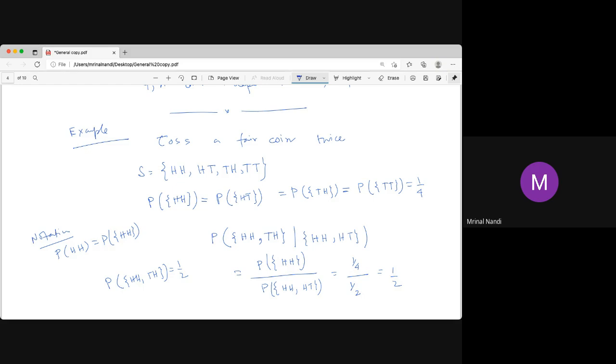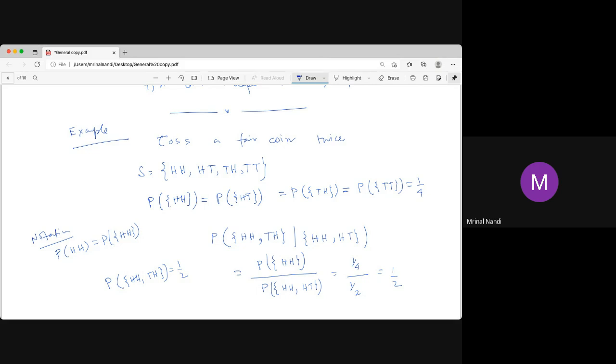The probability that the second toss is head is half. The first toss is head also with probability half. The first and second toss both head is 1 by 4. So the conditional probability that the second toss is head, given that the first toss is head, is just half. If you don't say anything, what is the probability that the second toss is head? You will say half. If I say given that the first toss is head, again half.